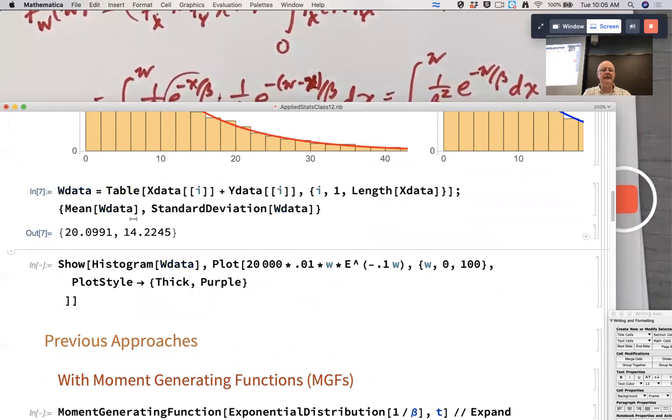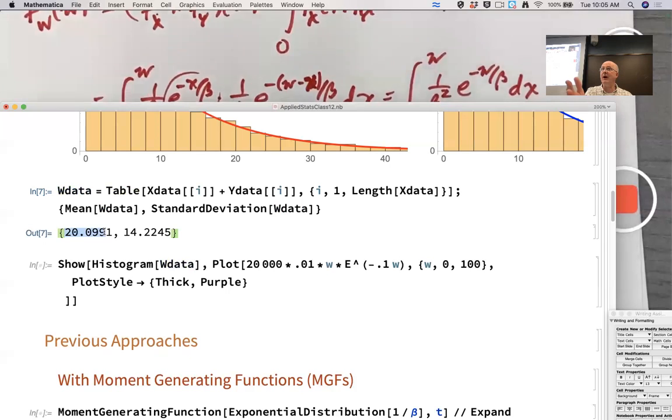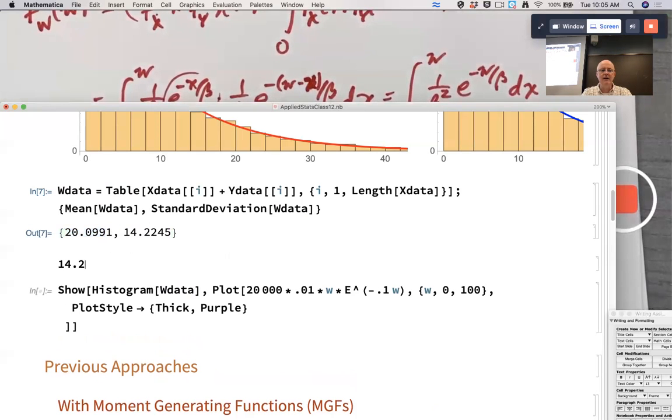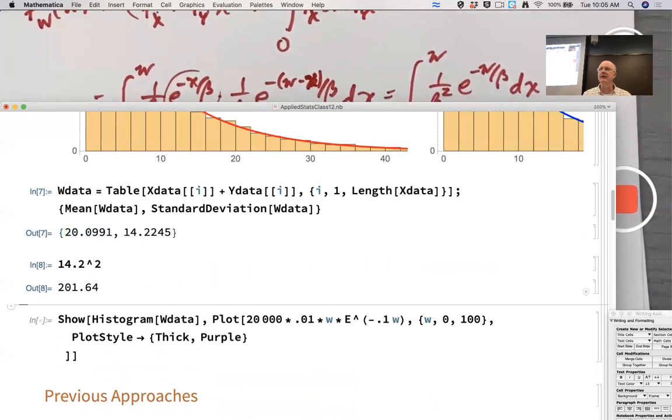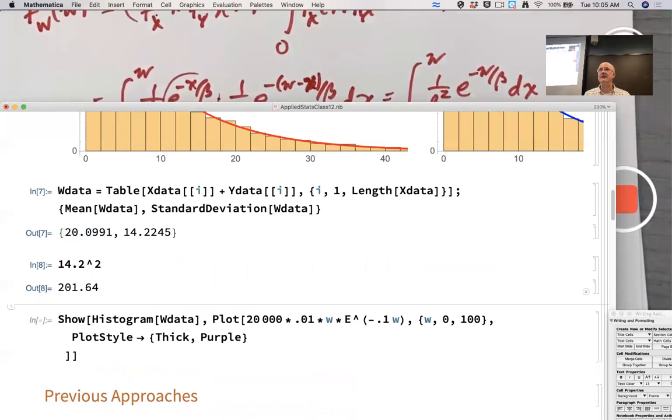And here I computed the mean and standard deviation. Notice 20. Hey, 10 plus 10. The mean of X and the mean of Y are both 10. 10 plus 10 is 20. That's very close to 20. 14.2, what's that close to? How about square root of 200? That is what it's close to. 100 plus 100. Remember, the variance, 10 squared, is 100.